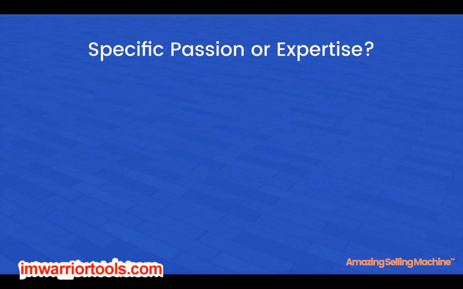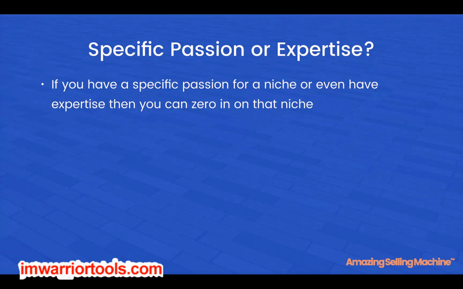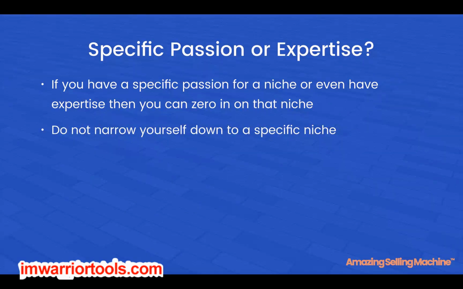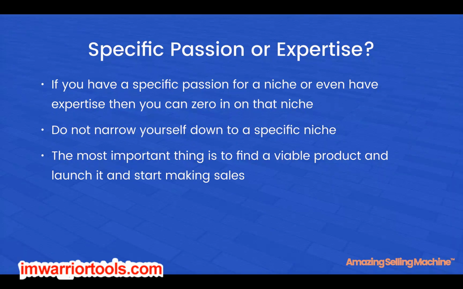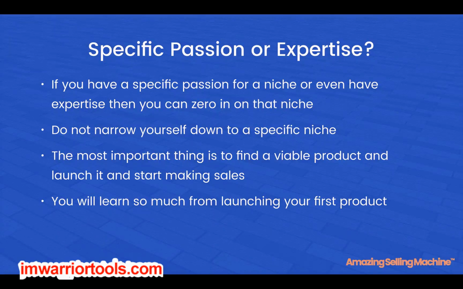So, a specific passion or expertise. If you have a specific passion for a niche or even have expertise, then you can zero in on that niche. However, do not narrow yourself down to a specific niche. The most important thing is to find a viable product and launch it and start making sales. You will learn so much from launching your first product. And the ASM criteria is there to make sure that your first product is viable, but has low enough competition so you can compete. So we do recommend you search in multiple categories.